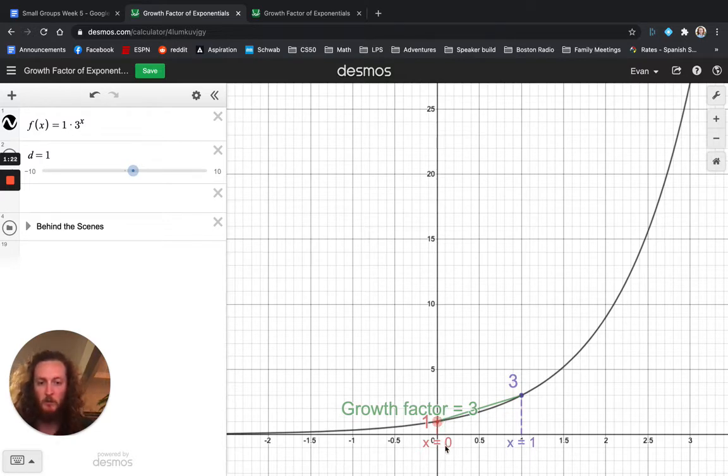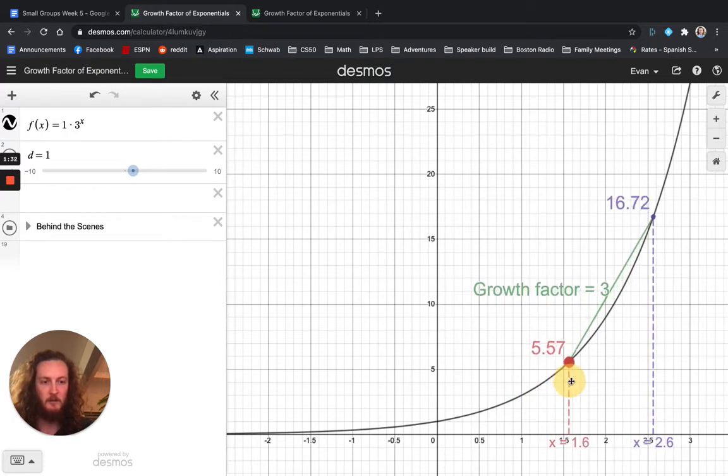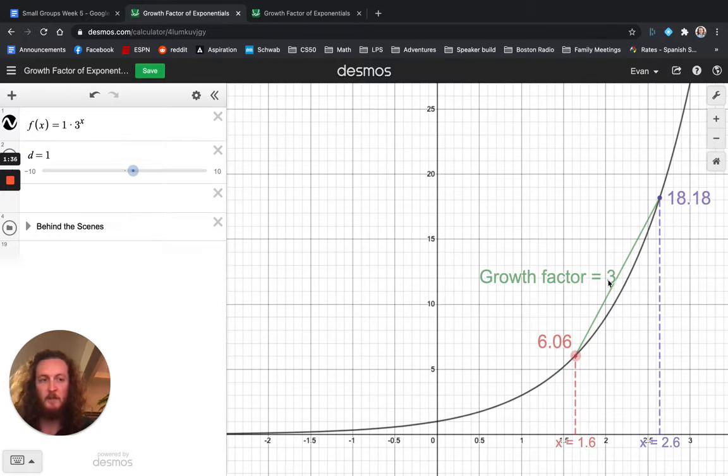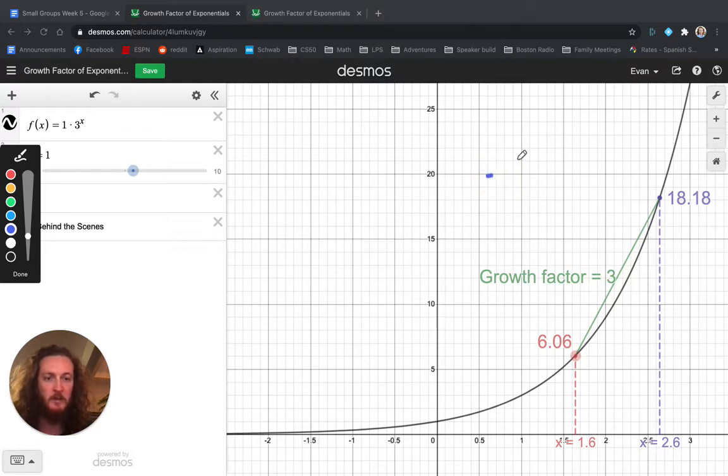So we saw how it worked from x equals 0 to x equals 1. We saw how it worked from x equals 1 to x equals 2. But check out, if we slide this around, our y values are changing plenty, but our growth factor is always 3. And that may be a little bit less obvious here, but if we wanted to calculate this growth factor, we could use that technique we've been using for a year, where we take a later term, 18.18, divided by an earlier term, 6.06.